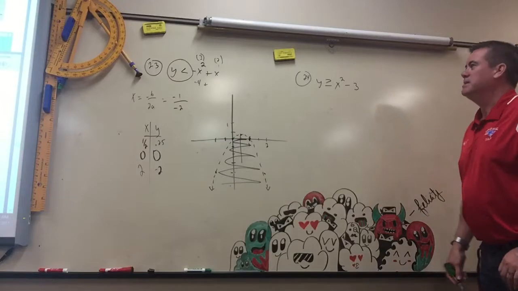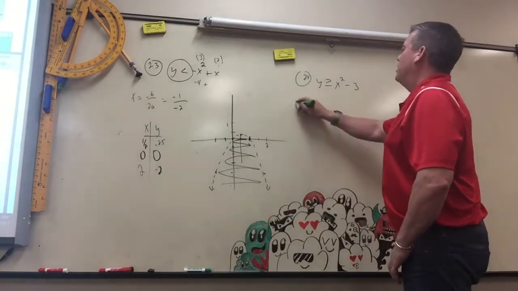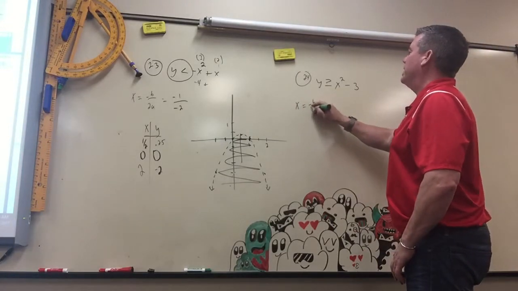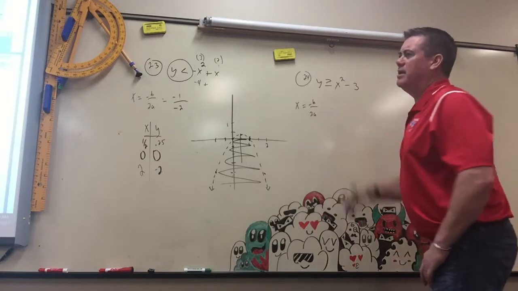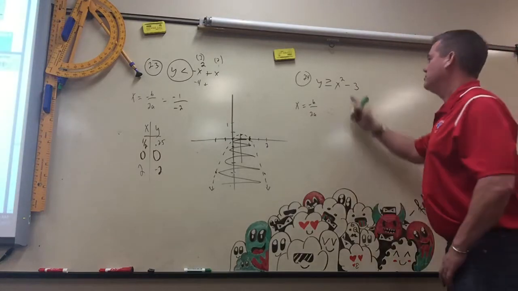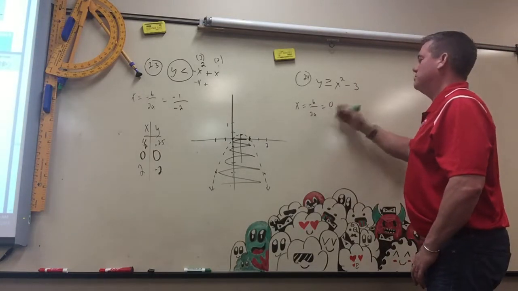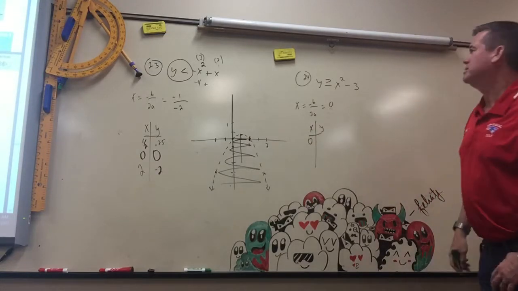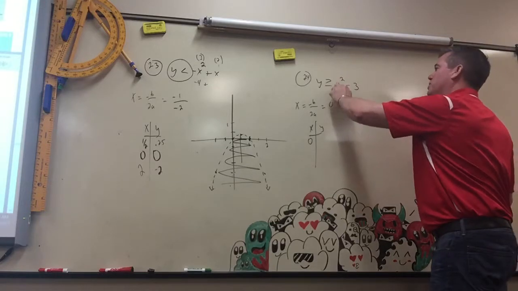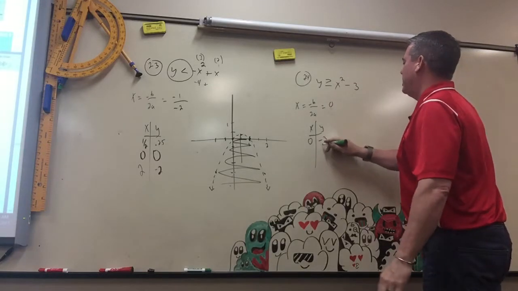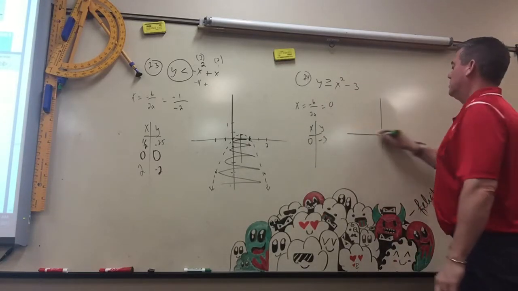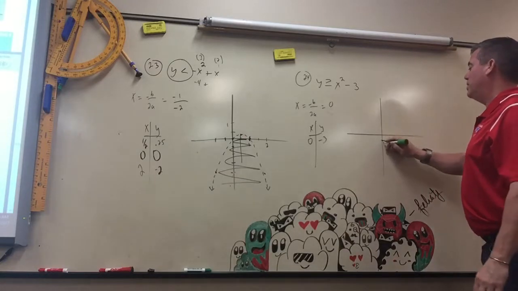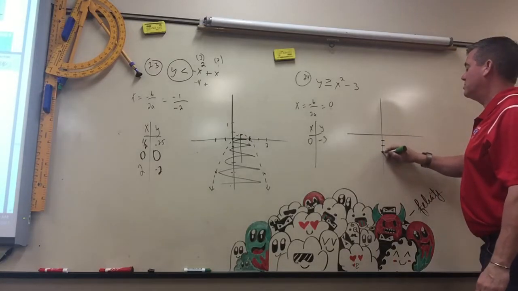All of it. Okay, 24. Negative b over 2a. There is no b, right? No. So it's just gonna be 0. So that's your starting point. When I put 0 in there, 0 squared minus 3 is negative 3. So at 0 over 3 down is the vertex.